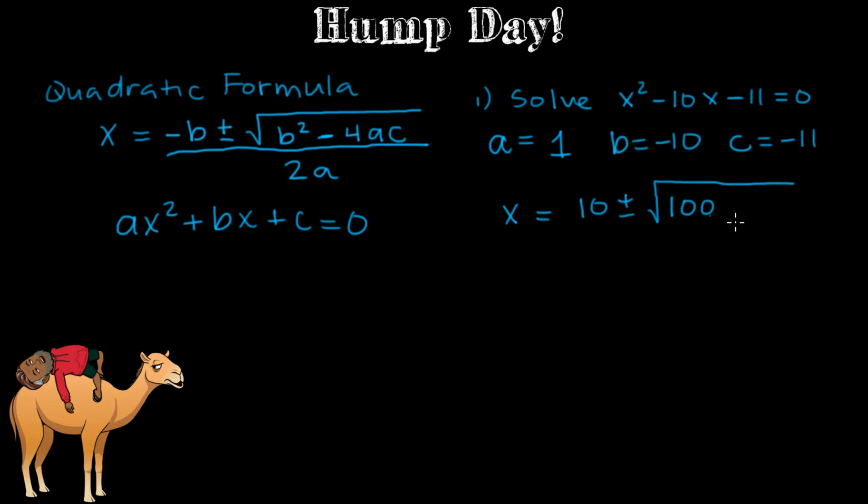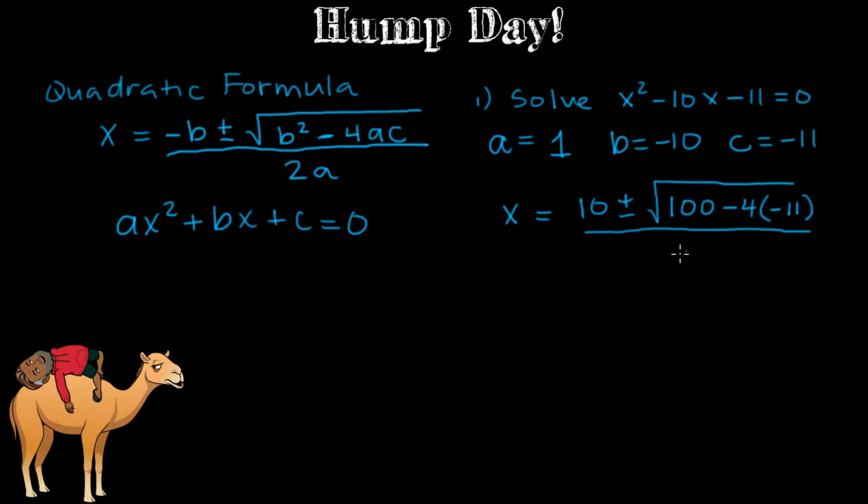And then I got negative 4 times a times c. I need to multiply the a and the c. A is 1 and c is negative 11. I can do that mentally. That's just negative 11 right there. So you'll notice that when I use the quadratic formula, I'm going to plug them in, but I'm also going to simplify as I plug them in.